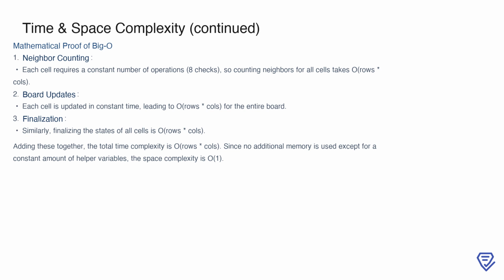On the space side, no additional memory is used apart from a constant amount for helper variables like the directions array and scalar variables, resulting in an O(1) space complexity. This mathematical breakdown confirms that the algorithm is both time efficient and memory efficient.